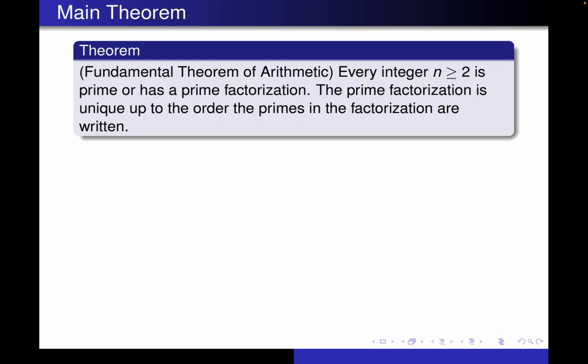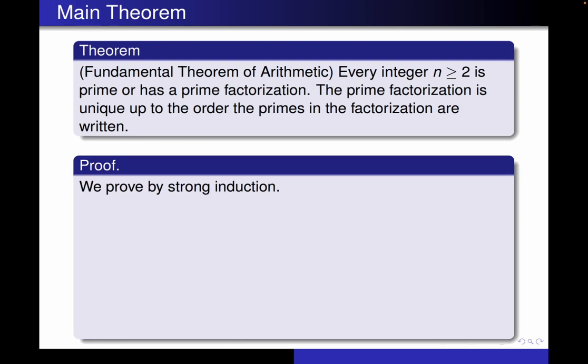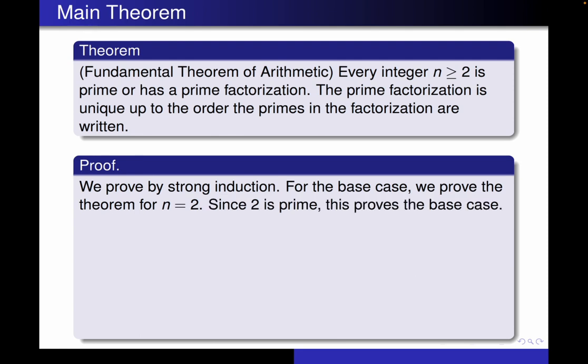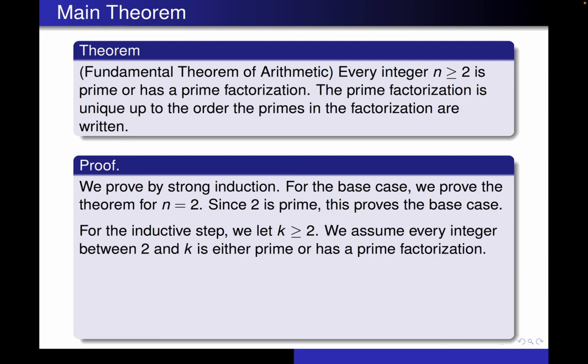So now on to proving the existence part, at least, of the fundamental theorem of arithmetic. All right, so we're going to prove this by strong induction. And the way strong induction works is we have a base case, right? We're going to prove the theorem for n equals 2, but since 2 is prime, we're done. Now for the inductive step, we've got to set up our assumptions and what we're trying to show. So we first have to assume that k is greater than or equal to 2, and for strong induction, we assume every integer between 2 and k satisfies the theorem. In other words, it's either prime or has a prime factorization. And we're going to show that k plus 1 is either prime or has a prime factorization.